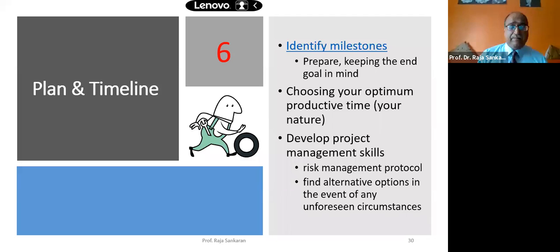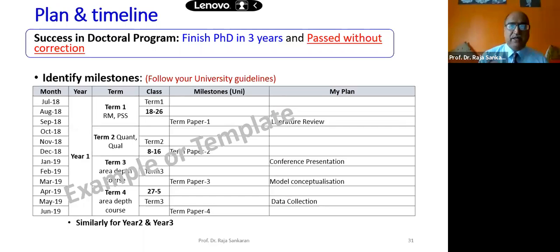Okay? The 6th point is again very critical from the point of view of the plan and timeline. Since we talk of this as a journey, you must keep the end goal in mind. So what is the end goal? And how do you prepare for this? What kind of milestones would exist? This is something, a snapshot from my plan.